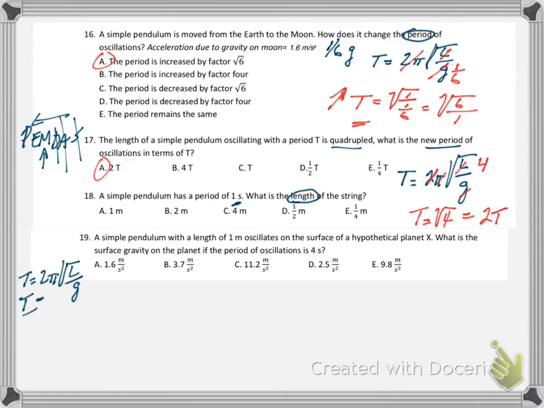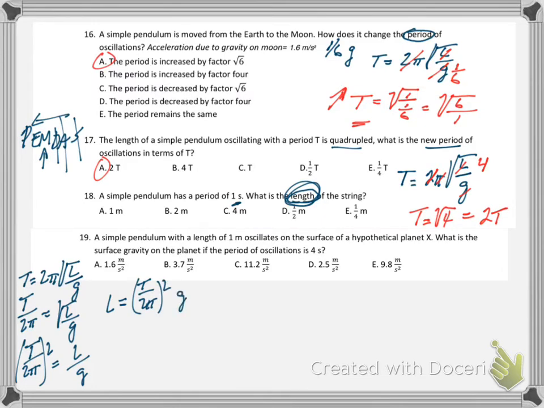So that would give us period over 2 pi equals square root L over G. Now to get rid of the radical sign, we'd square both sides, T over 2 pi. We do need to square that whole thing, equals L over G. And we're solving for the length of the string. So multiply both sides by G, we're going to get L equals T over 2 pi, quantity squared, times G. Now let's go ahead and square everything in the parentheses. We're going to get period squared over 4 pi squared times G.